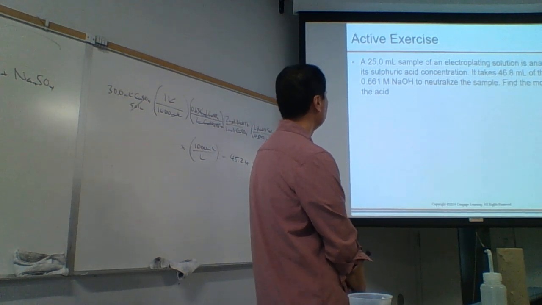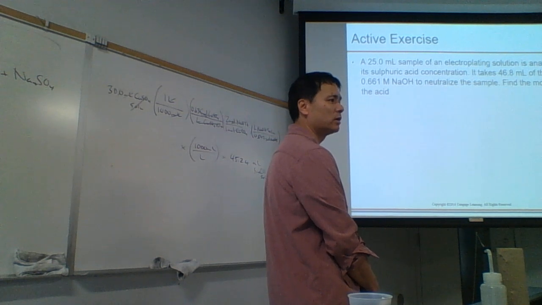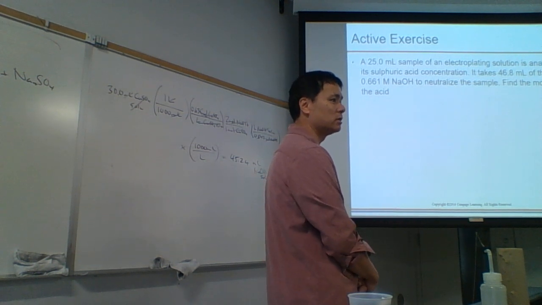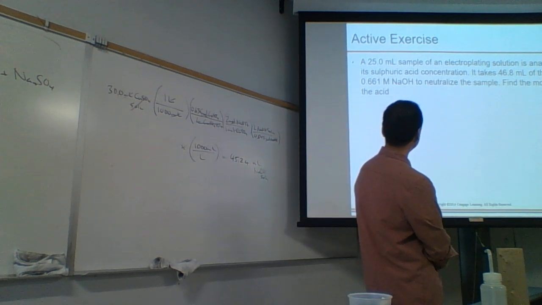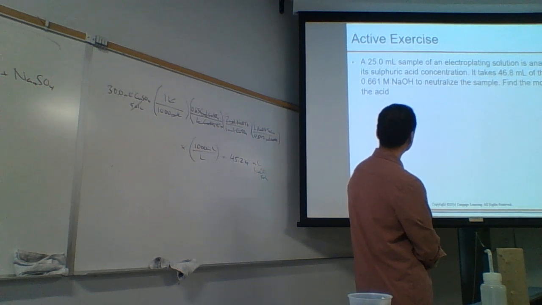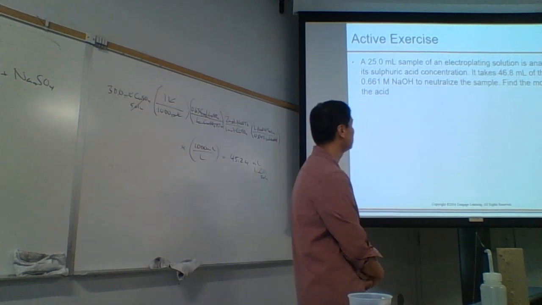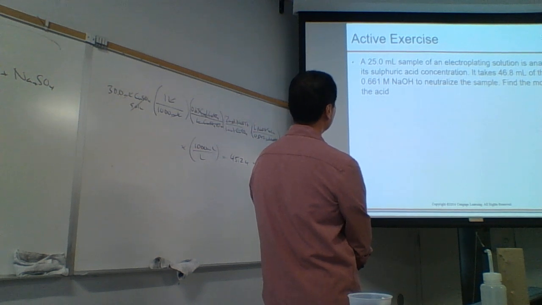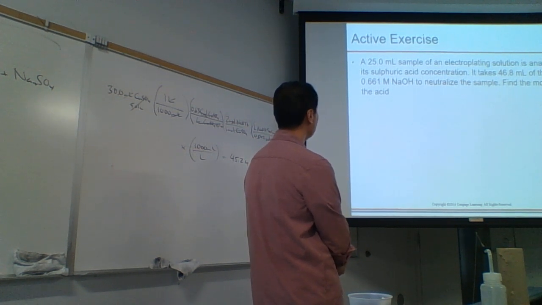So we have 25 milliliters of sulfuric acid. But we don't know what the concentration is because as you're doing this electroplating, the concentration changes. And so what they're trying to do is figure out the concentration of that 25 milliliters of sulfuric acid. Well, to figure that out, they're going to titrate it. It takes 46.8 milliliters of 0.661 molar sodium hydroxide to neutralize the sample. Find the molarity of the acid.